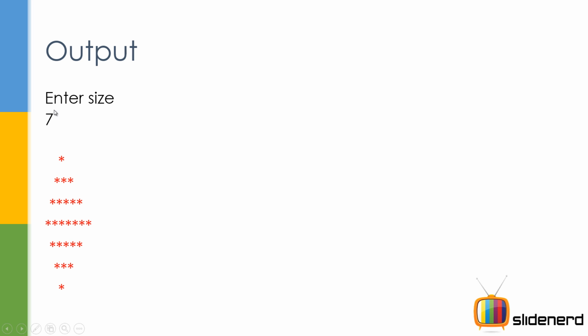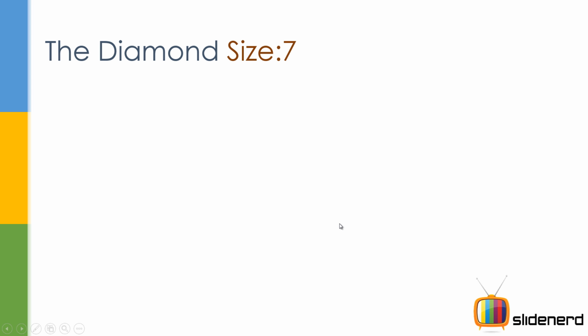If I ask the size 7, then this shows a diamond exactly of size 7. If you observe carefully, there are 7 rows and the middle one has 7 columns. So let's go ahead and see how this is done exactly.